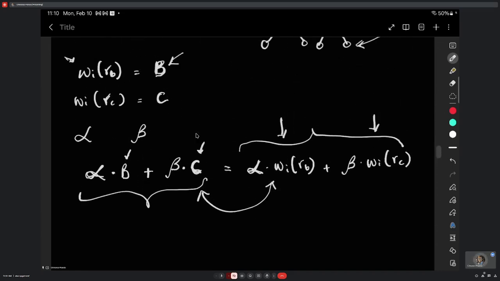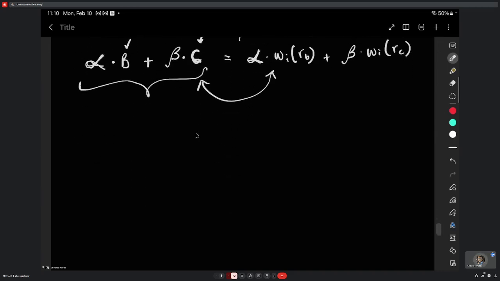So let's say we have our Wi be something simple, 2x plus 3. Are we together? Yes. And let's say our RB should be equal to 5, and our RC should be equal to, what should we use? 3. Let's also pick values for alpha and beta now.